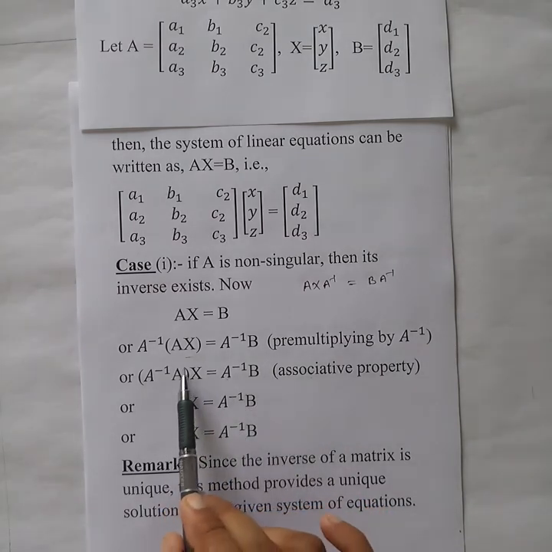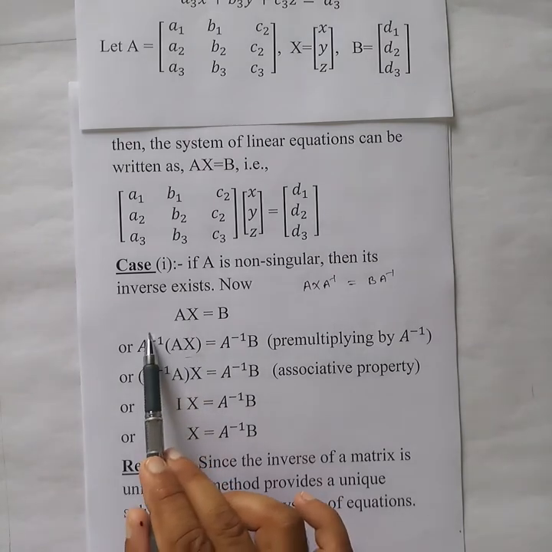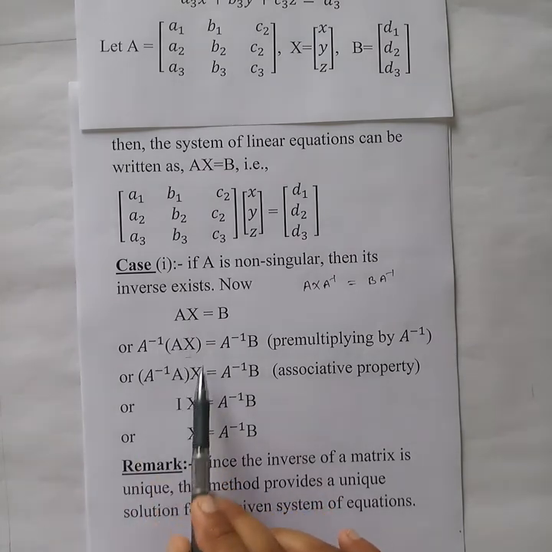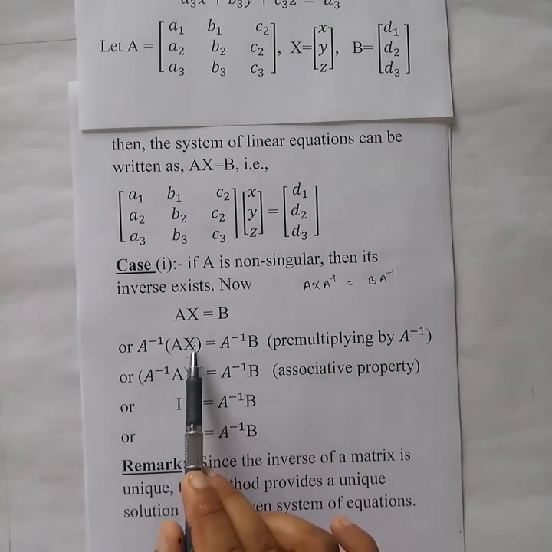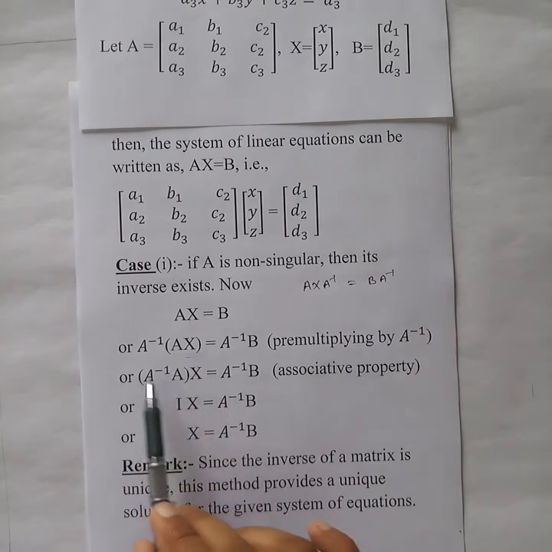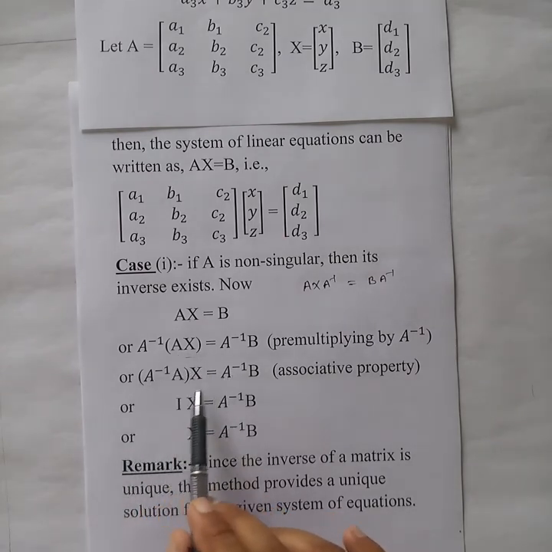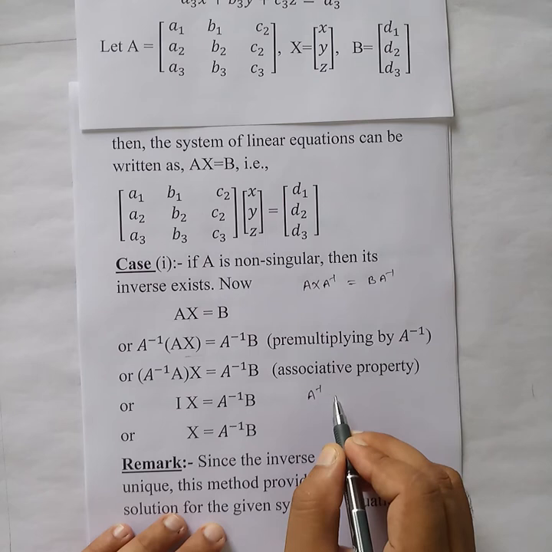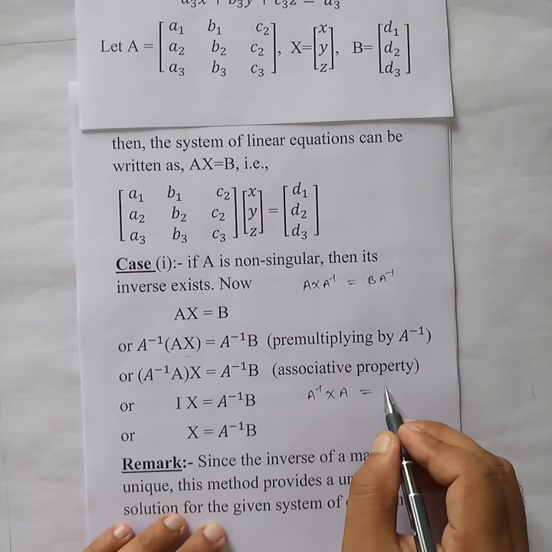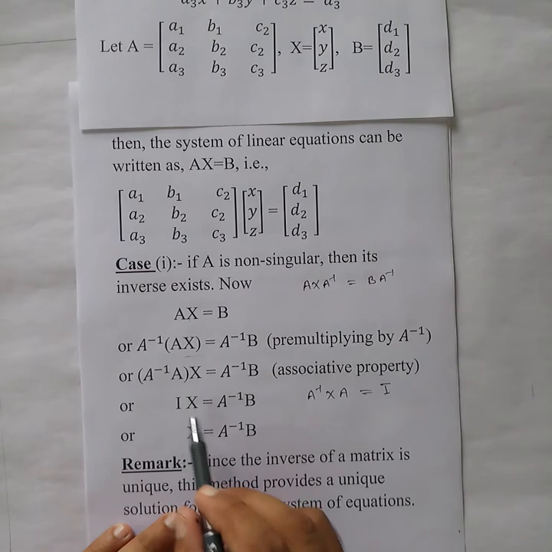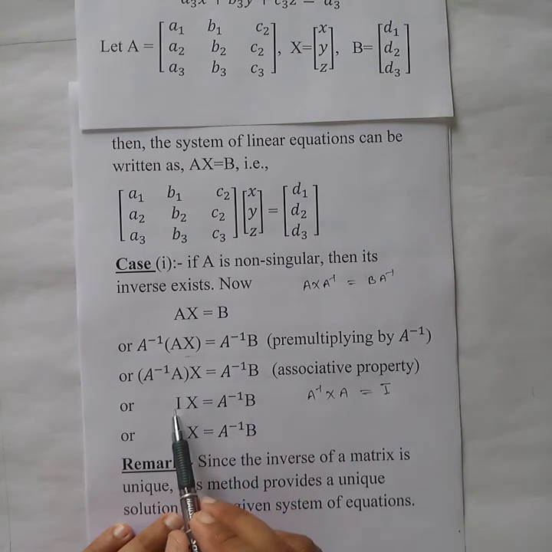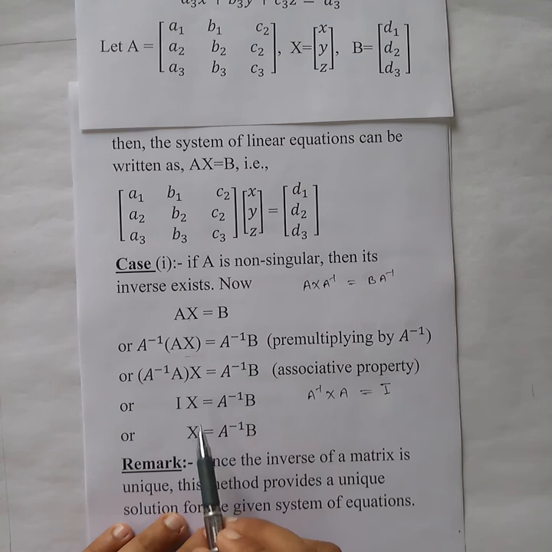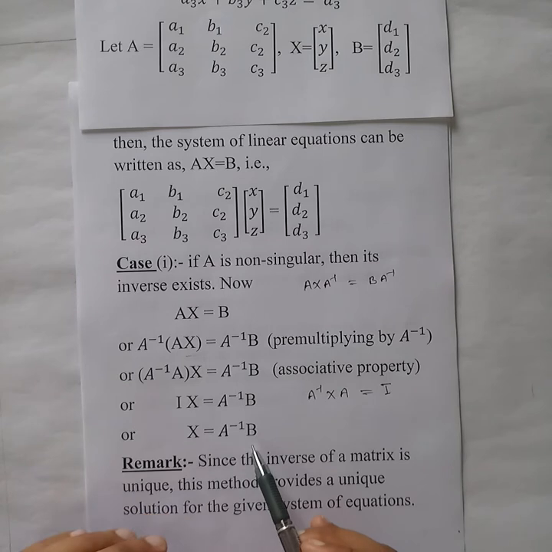We can regroup these two matrices. We can group A inverse and A and separate X, because we are not changing their positions. Positions are the same. We are simply bracketing in a new way. So what do we get? A inverse into A equal to I, because when a matrix is multiplied by its inverse, we get the identity matrix. And when the identity matrix is multiplied to a matrix, we get that matrix itself, that is X. So X equal to A inverse into B.